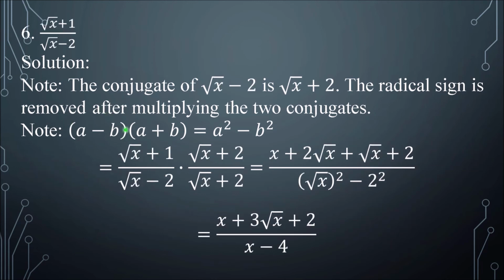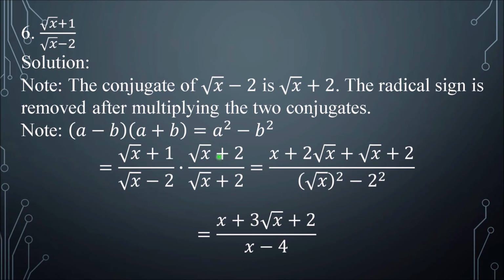Let's have the last number. Square root of x plus 1 divided by square root of x minus 2. So the conjugate of square root of x minus 2 is square root of x plus 2. Because this is minus, the conjugate is plus. Now, we will multiply that conjugate to the denominator and to the numerator.